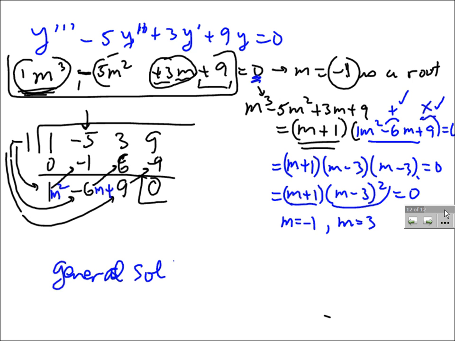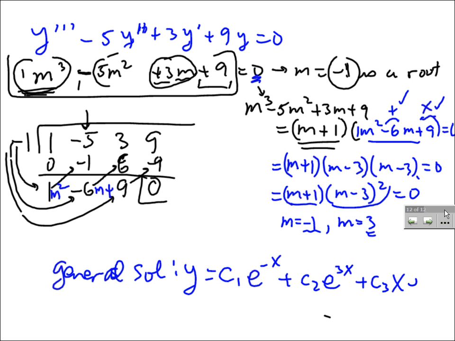General solution. Y is equal to c1e to the -1x plus c2e to the 3x. But since 3 came up twice, we'll have c3x to the 3x. And there is the general solution to this differential equation.